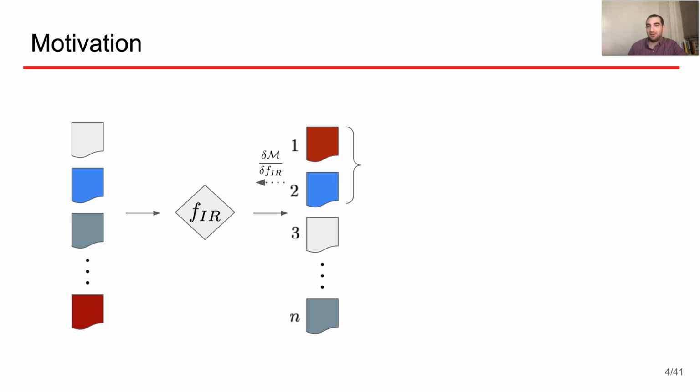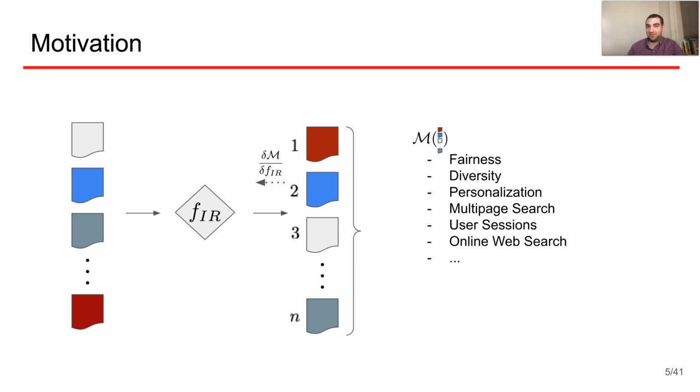Here we want to maximize the distance between a relevant document and a non-relevant document. However, there are situations where we want to take into account more than just two documents. Some of these situations include fairness, diversification, personalization, multi-page search, pretty much any situation where we want to make sure that we're not just trying to find a relevant document and a non-relevant document, but perhaps an equal distribution of two different types of documents, or make sure that we're showing different topics in our rank list.